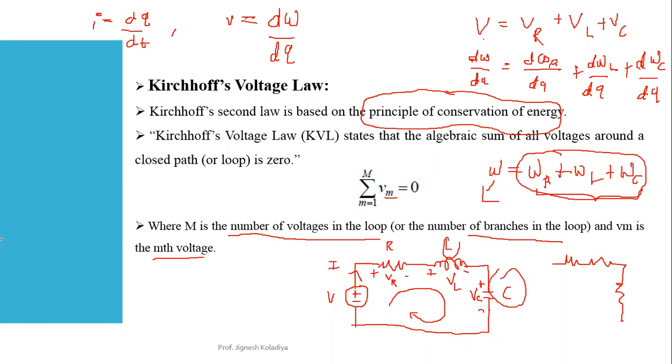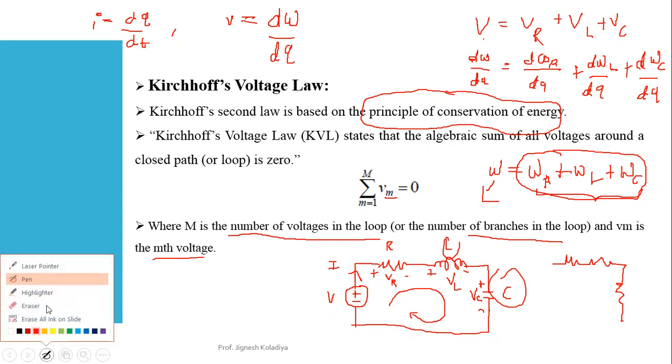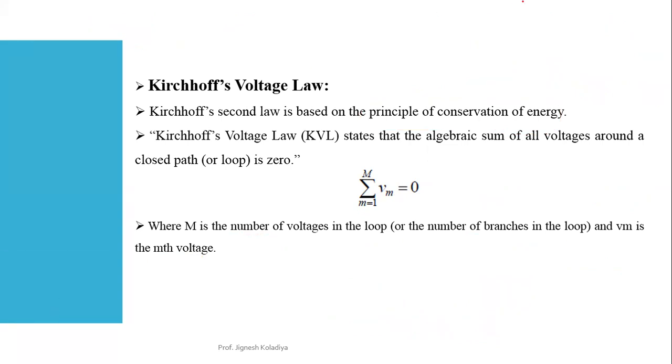Now if I talk about the features of KVL, it is the same as KCL, only one thing is different: it follows the energy conservation principle, whereas KCL follows the conservation of charge principle, right? Otherwise this is also applicable in lumped circuits, and it is also independent of the nature of the element.